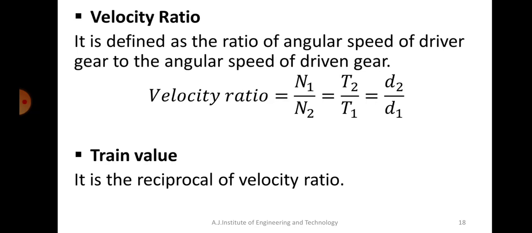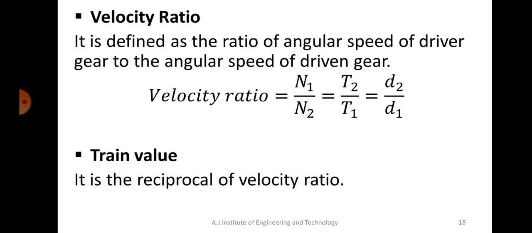Okay, so next you have something called velocity ratio. This is another important concept. What do you mean by velocity ratio? It is defined as the ratio of the angular speed of the driver gear to the angular speed of the driven gear. So velocity ratio is nothing but the speed of the driver divided by the speed of the driven gear.